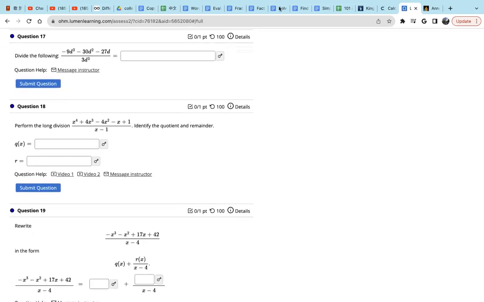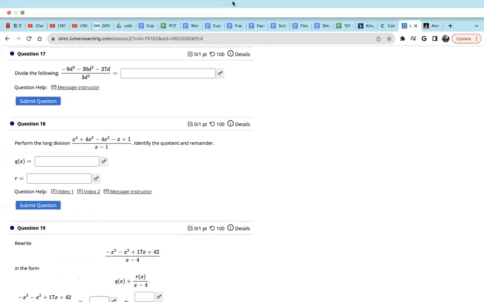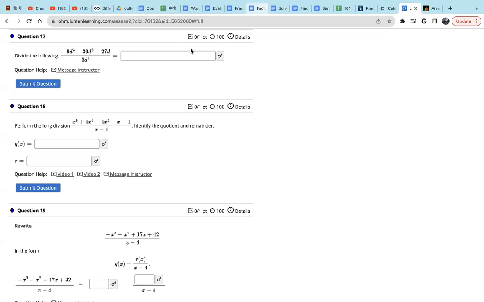Well, let's see 17. Let me get my pen. Okay, 17. We need to divide by this monomial. So each term will have 3 terms. We have a trinomial, right? 3 terms in the numerator. So each one has to be divided by 3d cubed.